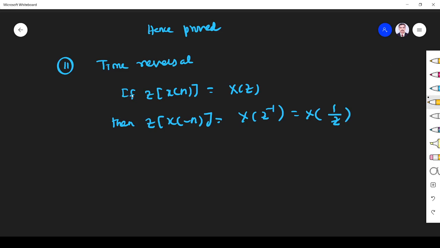You see, if the sequence x of n has Z transform X of z, then x of minus n is the time reversal version of x of n. So the Z transform of the time reversed signal is equal to X of z inverse. That means you replace z by z inverse, or 1 by z. Right? Okay. Let us prove it. Proof. What do I have to find? I have to find the Z transform, the sum over n from minus infinity to plus infinity of x of minus n, z power minus n.